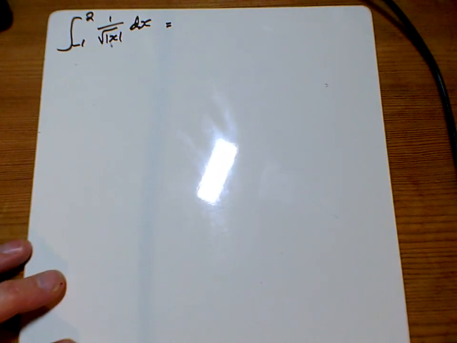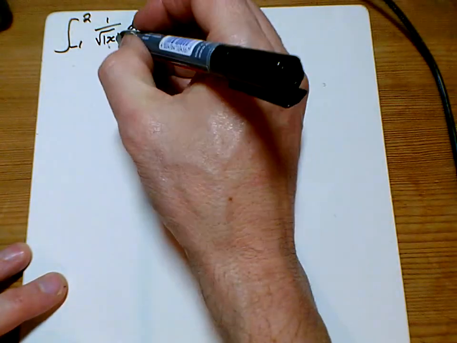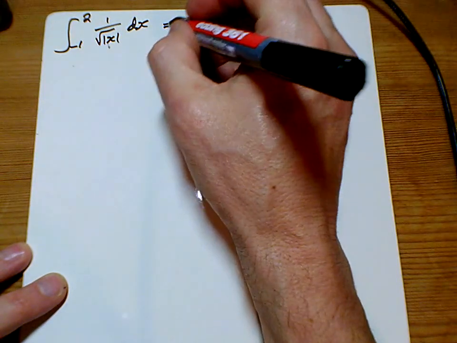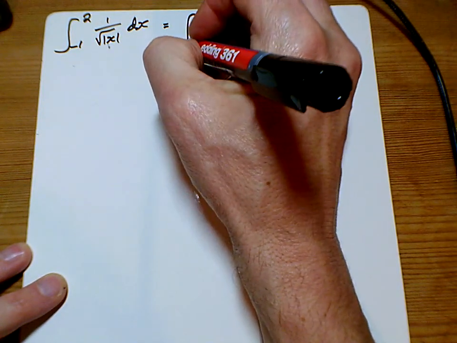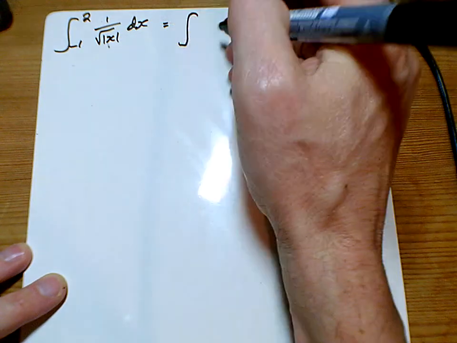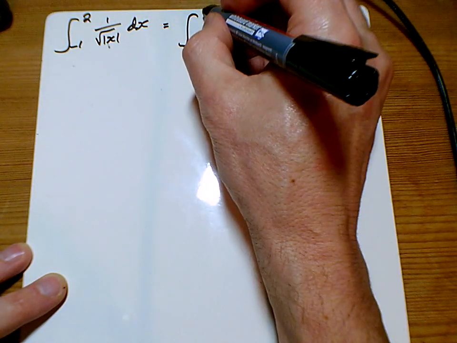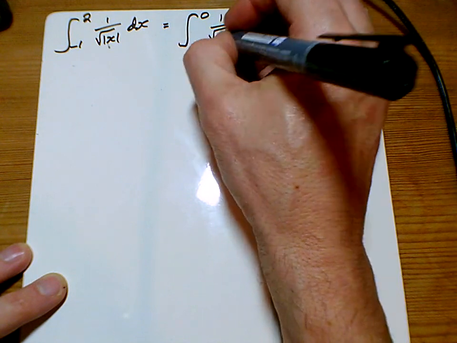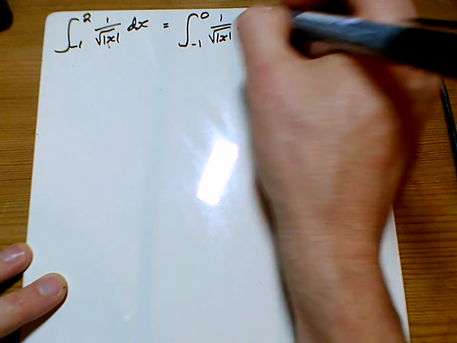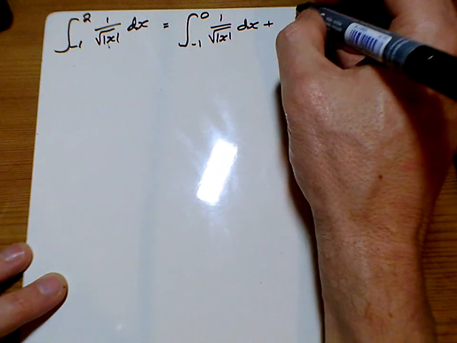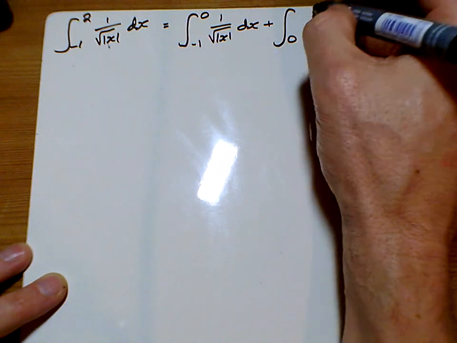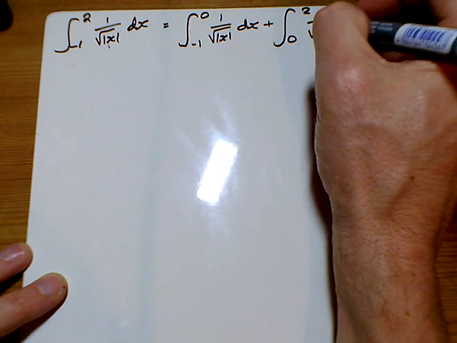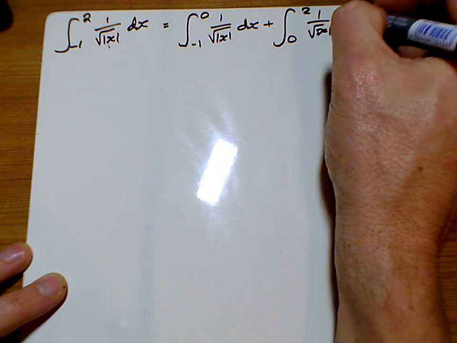Question 4a, that's quite exciting, isn't it? We're integrating a modulus. I've not done that for a long time. Now we're going to need to break it up, because we can't put the 0 in here. So we're going to go from -1 to 0 of the square root of the modulus of x, and then we're going to go from 0 to 2, integrating that bit there, the modulus of dx.